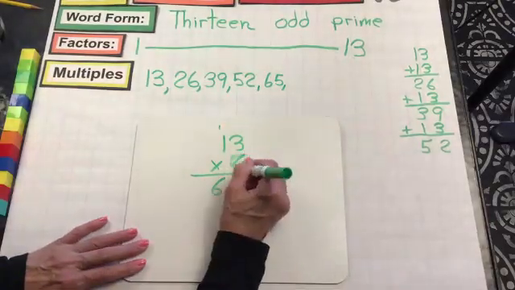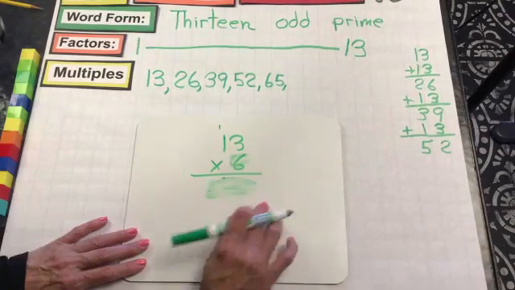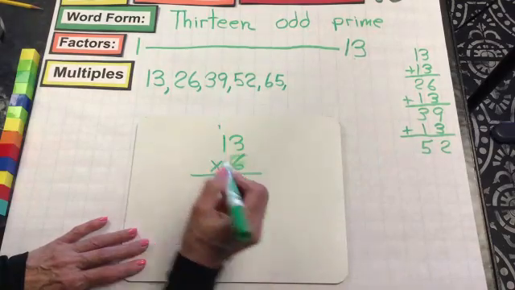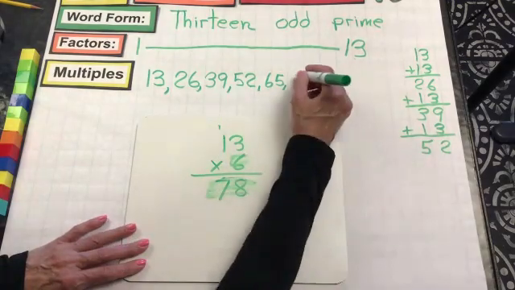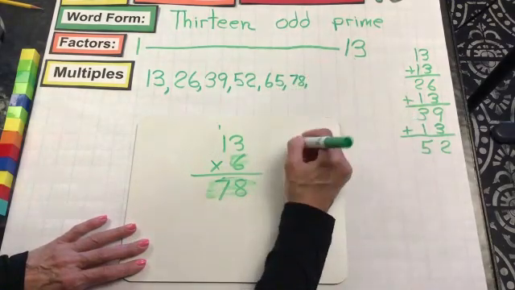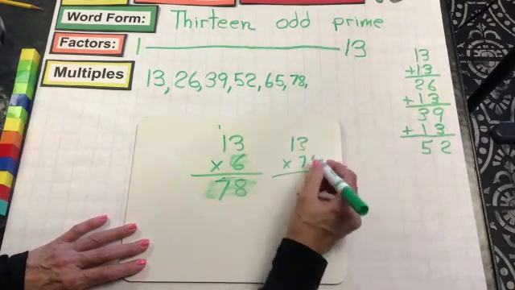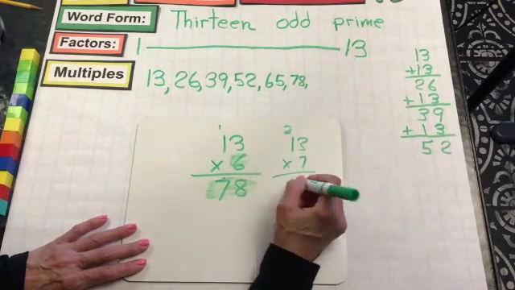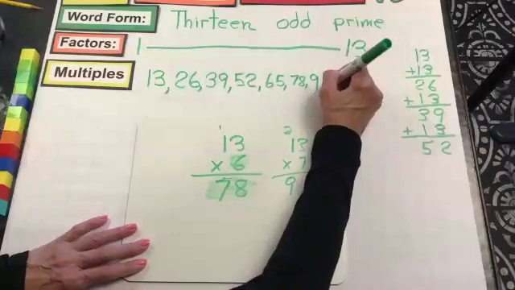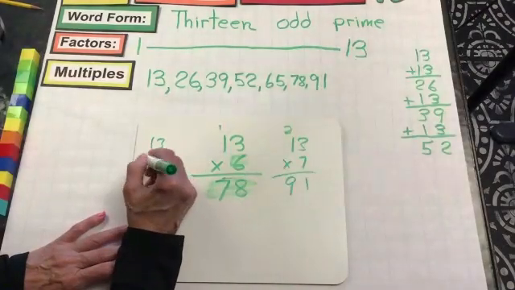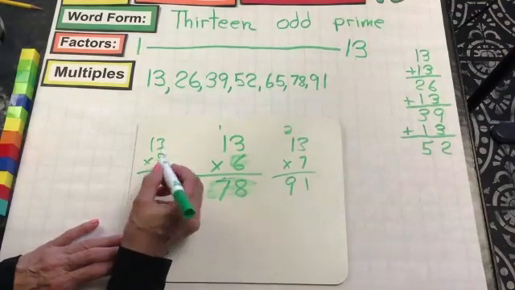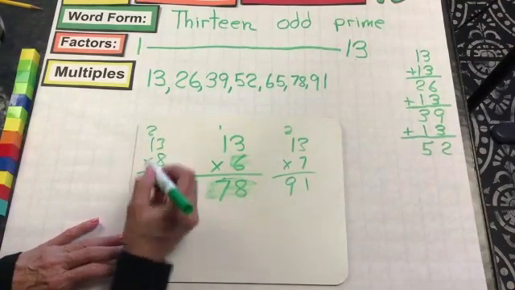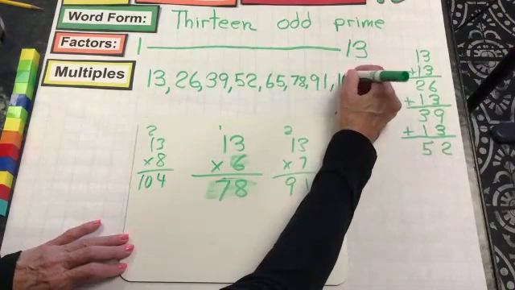And then we try another one. Let's get rid of that and put a 6 here. 6 times 3 is 18, carry the 1. 6 times 1 is 6, plus 1 is 7. So 6 times 13 is 78. 7 times 3 is 21, carry the 2. 7 times 1 is 7, plus 2 is 9. So we have 91. Then we have 8 times 13. 8 times 3 is 24, carry the 2. 8 times 1 is 8, plus 2 is 10. So we're up to 104.